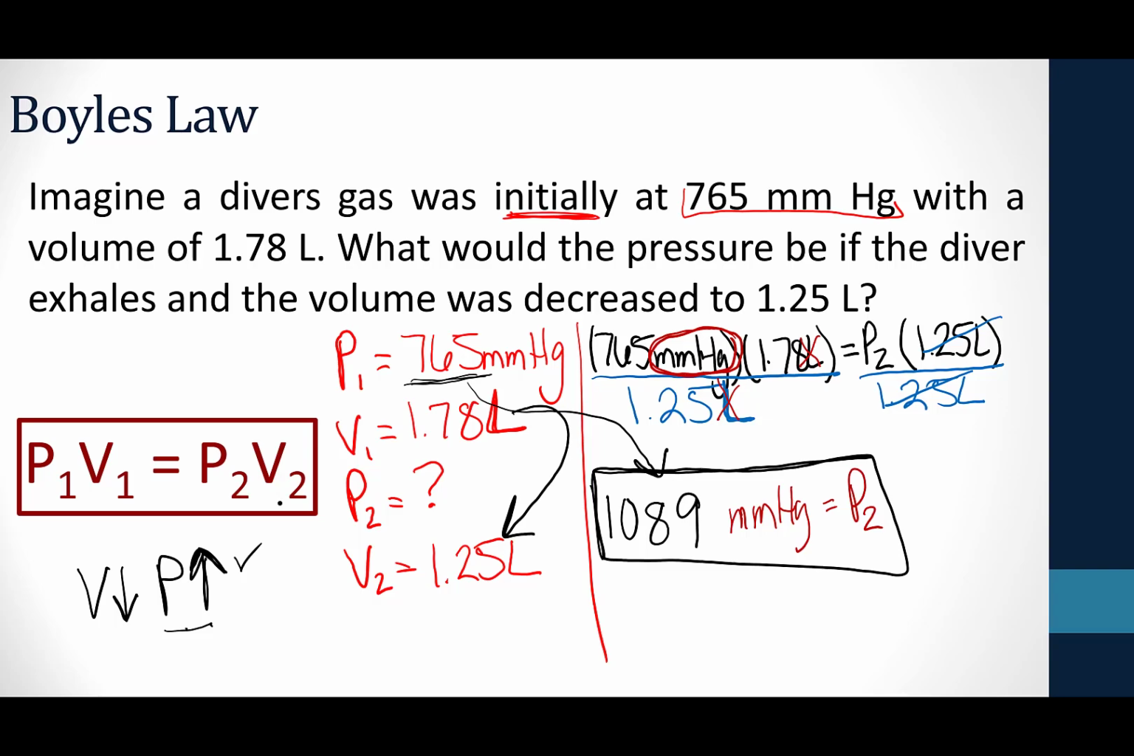So that's it for Boyle's Law. Pretty straightforward, pretty easy. I hope you guys found this helpful.